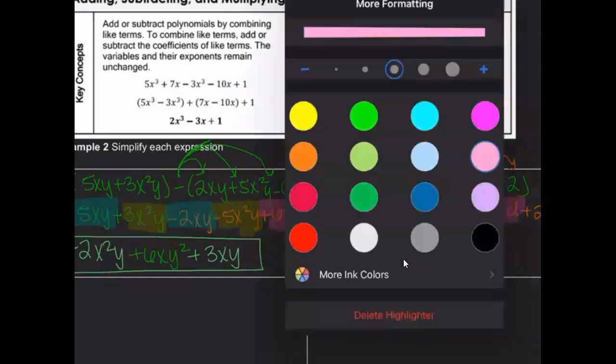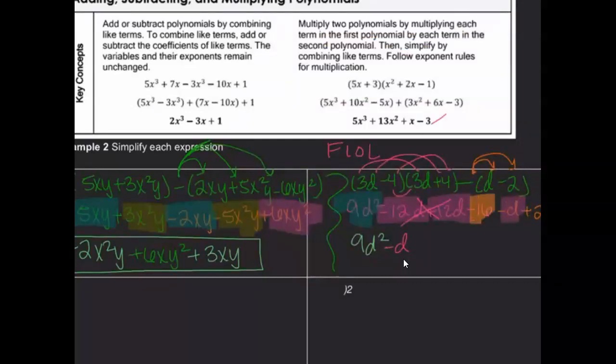Finally, I have the negative 16 and the 2. So negative 16 plus 2 is negative 14. And that is my answer for the second one. So we're just combining like terms as we're going along.